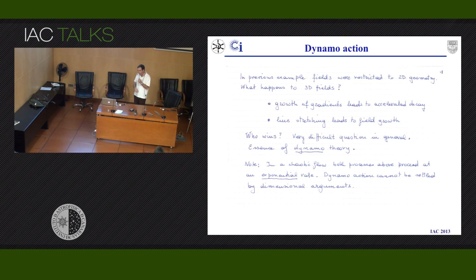That is not something that you can answer by dimensional analysis, because dimensional analysis doesn't pick up exponentials. Exponentials have no dimensions to go with them. And therefore, you'll never answer a dynamo question by looking at dimensional analysis, which is what people were trying to do a long time ago when dynamo theory was in its infancy. And so, in a sense, dynamo action cannot be settled easily. You have to go into each case and figure it out.